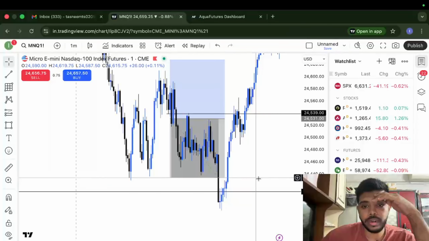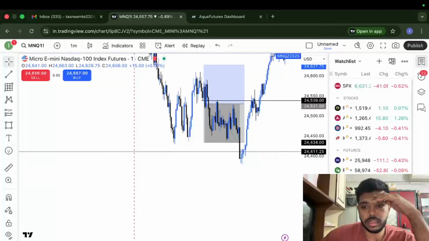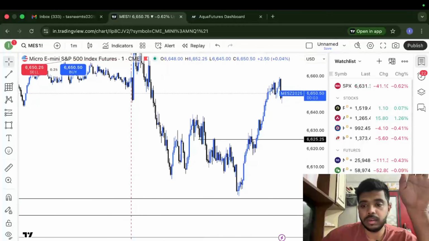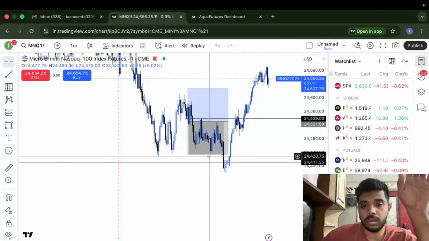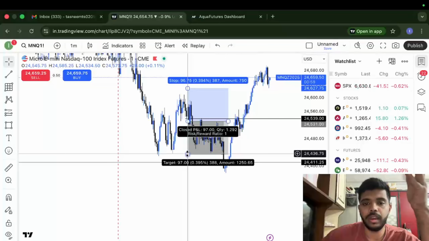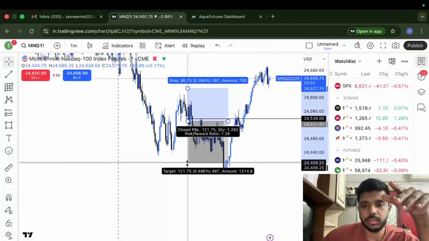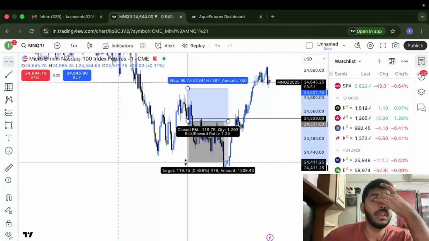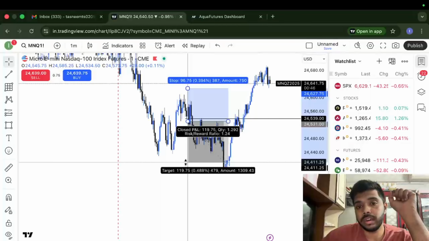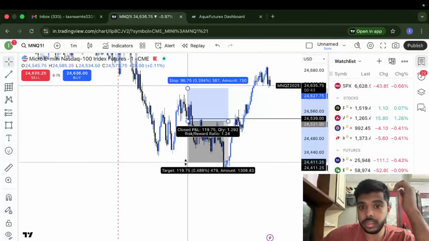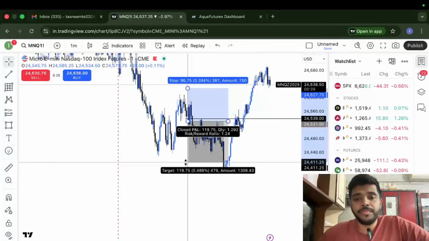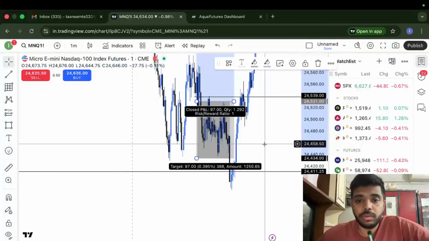And the only draws on liquidity was this. On Nasdaq, ES is the leading index on the high time frame, but Nasdaq was very close to these lows, so this was the only obvious draw on liquidity. But I have captured 1:1, because if I would have targeted these lows, that would have been slightly higher than my profit consistency target, which is 1,200 per day. I have captured a 1:1 move.